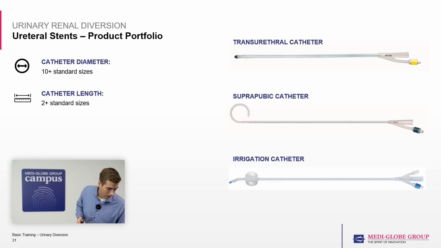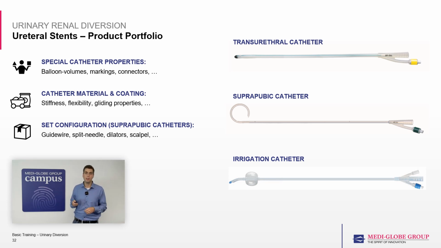Again, let's talk about our different configurations. We have a very big portfolio here, different catheter diameters. The most common one for the normal transurethral catheters is 14 French, for the irrigation catheters 18 to 20 French, and also normally we have a very standard size of 40 centimeters, but also offer shorter ones.